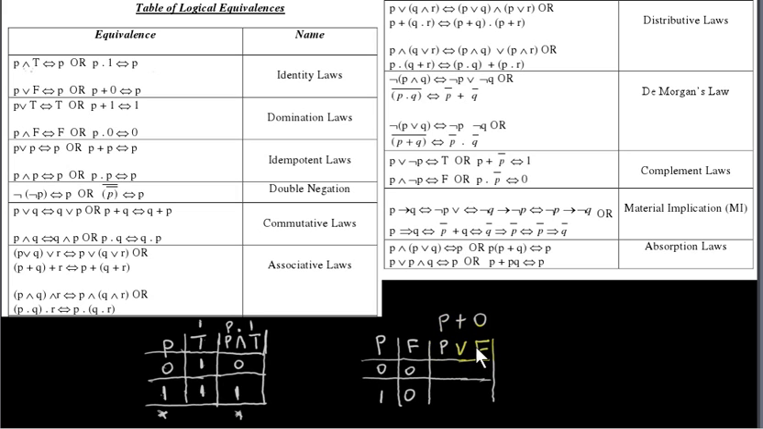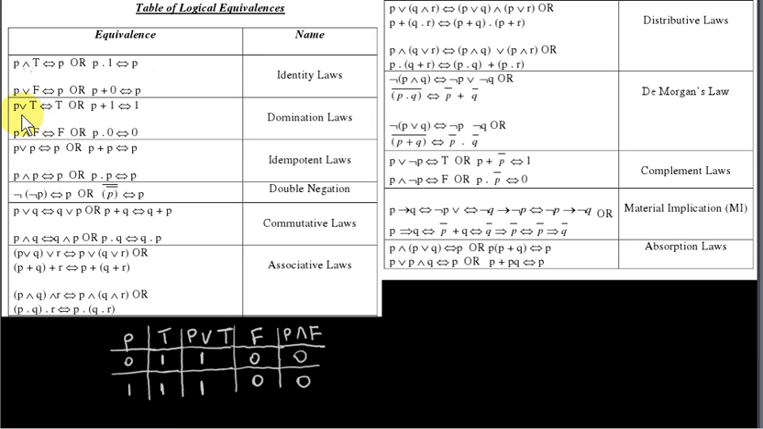P or F is only true if at least one of these is true. At least one of P or F is 1. In the first row here they're both 0, so it's false. In the second row one of them is a 1, so it's true. So again you can see that this column, the P column, and the P or F column are identical, which shows that P is equivalent to P or F.